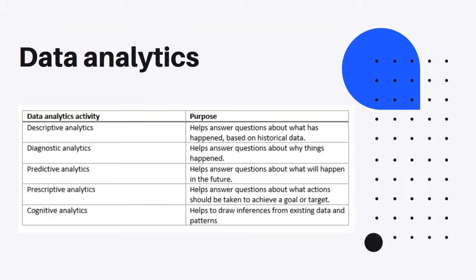Then we have predictive analytics. Predictive analytics helps answer the question about what will happen in the future, by doing the prediction on the basis of the data we have and bringing insights from that data. So we can predict the future from that particular data. Then we have prescriptive analytics, which helps in answering what action should be taken to achieve a particular goal or target. Suppose a company wants to achieve a particular sales target, so it must use prescriptive analytics to get the insights for that.